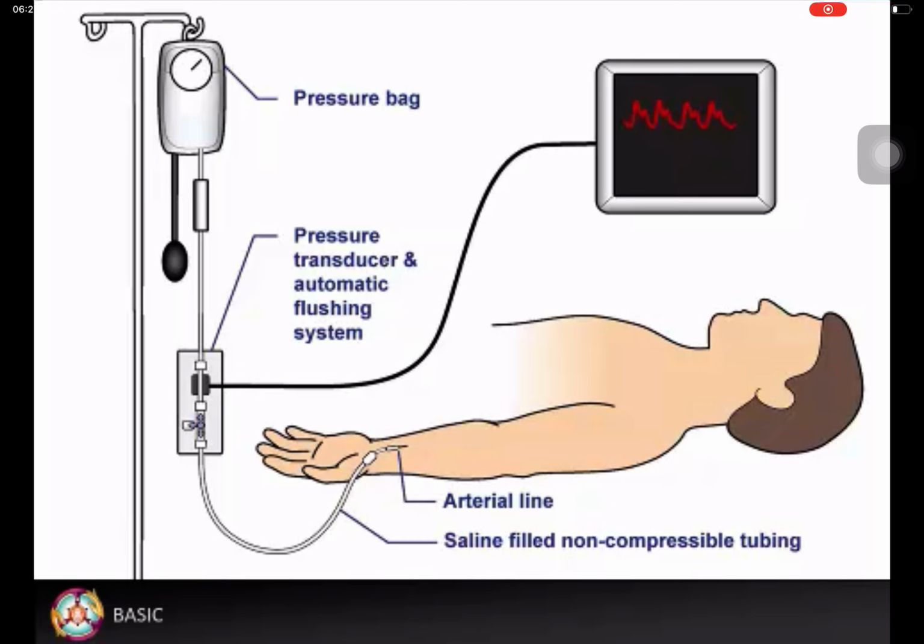The system consists of an arterial line connected by saline-filled non-compressible tubing to a pressure transducer. This converts pressure waveforms into an electrical signal, which are displayed on the bedside monitor. The pressure is measured relative to the position of the transducer, which should be kept at the level of the heart. The transducer should also be connected to pressurized saline at 300 millimeters of mercury, which is also used to flush the line. The transducer is usually combined with an automatic flushing system, which flushes the line at the rate of 3 mL per hour.